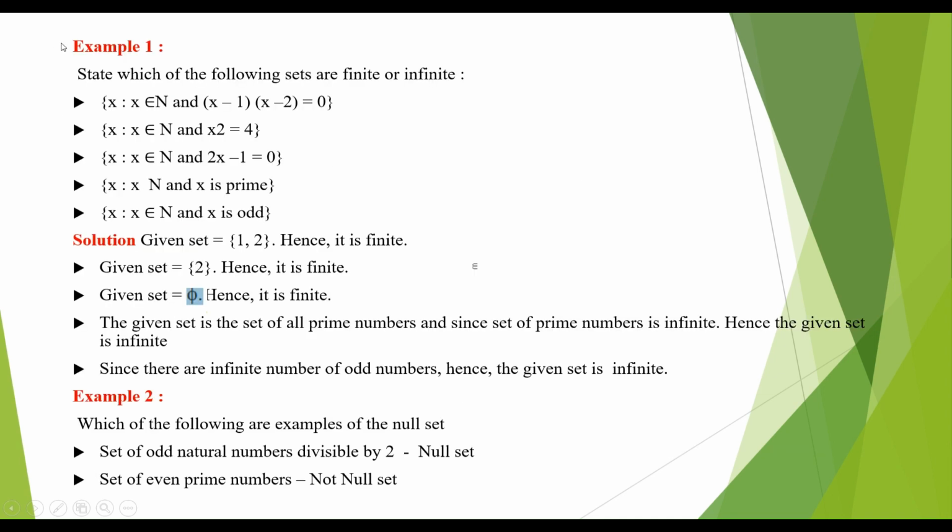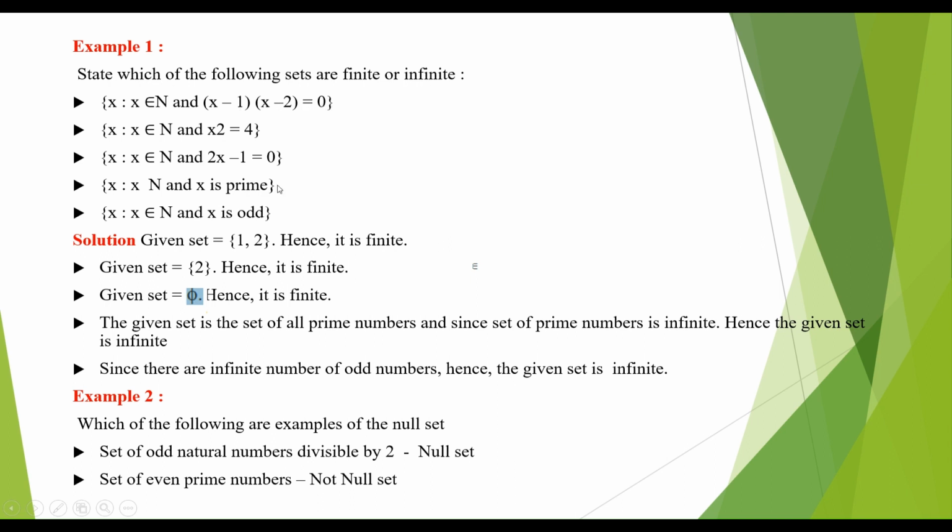Now let's see some examples. State which of the following sets are finite or infinite. Let's read the question and discuss which is finite and infinite. The first set is {x : x belongs to N and (x minus 1)(x minus 2) equals 0}. Now we put the value 1 in place of x. 1 minus 1 is 0, and 0 into anything is 0. So this equals 0.